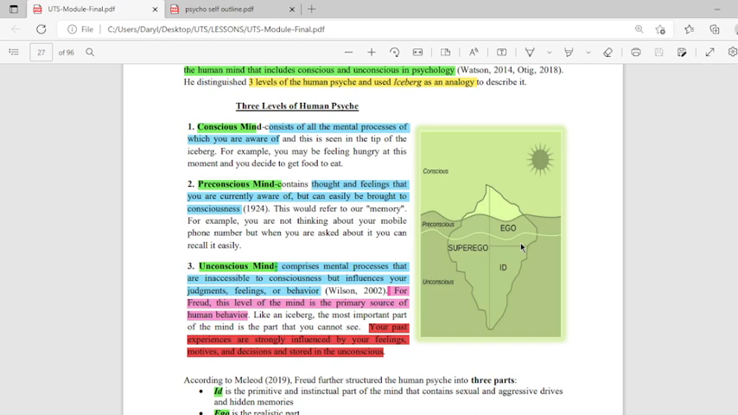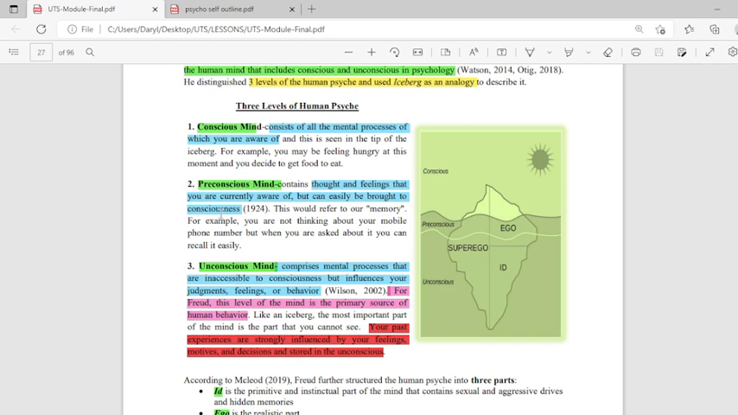Okay? For example, you feel hot and sticky. So how do you resolve that feeling? You take a bath. So that is conscious mind. You are aware of what you are doing in the present. Everything that you are aware of in the present, that falls under the conscious mind.